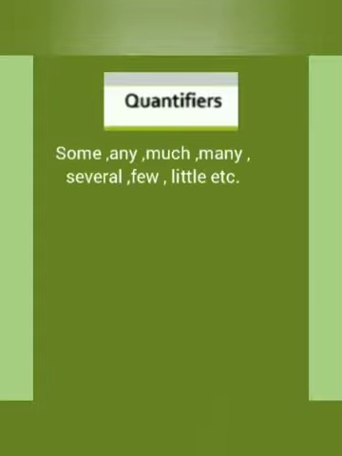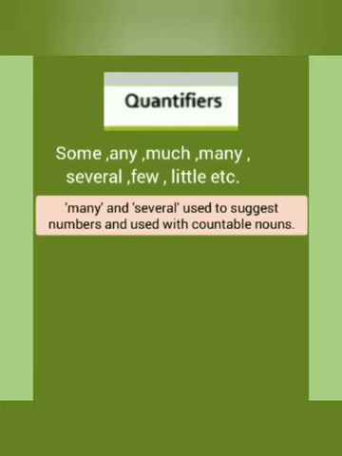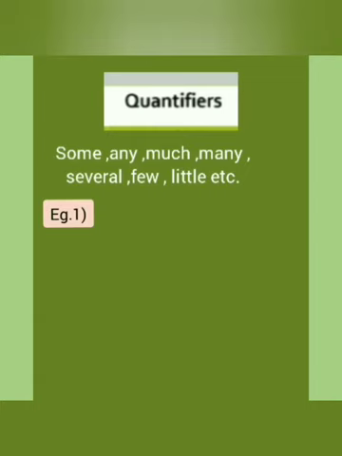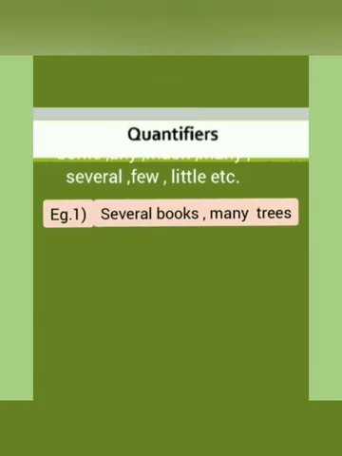Next determiner is quantifiers. Quantifiers refer to the quantity of things or amount of something. So some of the quantifiers are some, any, much, many, several, a lot of, few, little, etc. Now some of the examples are: many and several are used to suggest numbers. They are used with countable nouns. Example, several books or many trees.